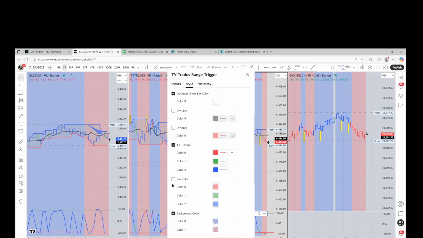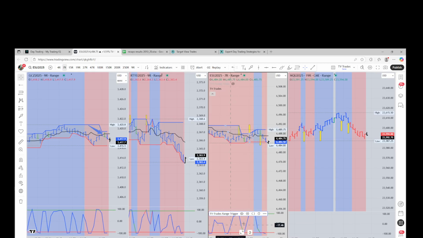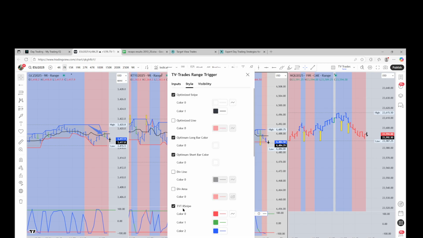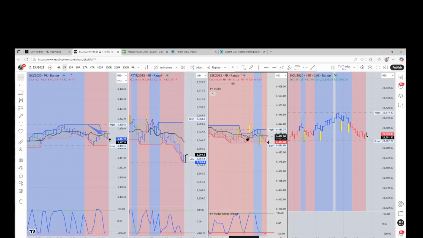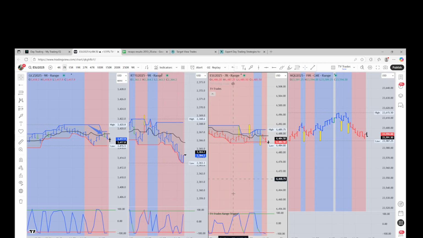Jill just asked the same thing. By default, it's going to have this bar color on, and if you have that bar color on, that corresponds to the trigger, not to the background colors up here. Okay, it corresponds to the trigger. So you got to go in here to the TV Trades range trigger, go to style, and shut off the bar color. And that will set it here. So it's getting the bar color right now from the TV Trades instead of getting it from the TV Trades range trigger. Okay?